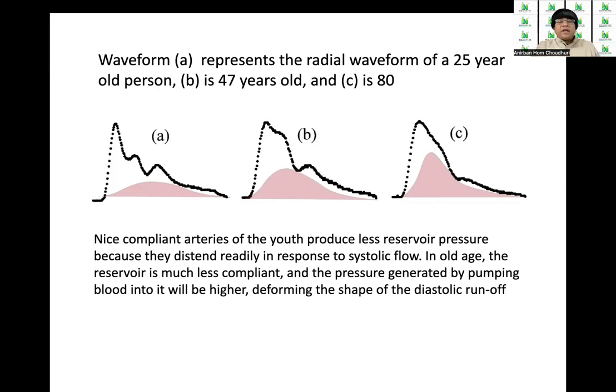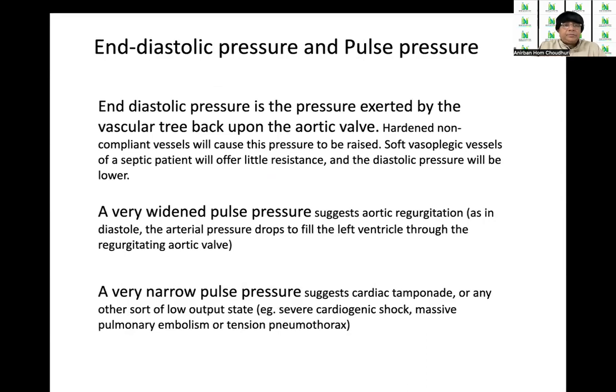this incisura and the dicrotic notch become less distinct, because the nice compliant arteries of the youth produce less reservoir pressure because they distend readily in response to the systolic flow. In old age, the reservoir is much less compliant and the pressure generated by pumping blood into it will be higher, and this will deform the shape of this diastolic runoff.